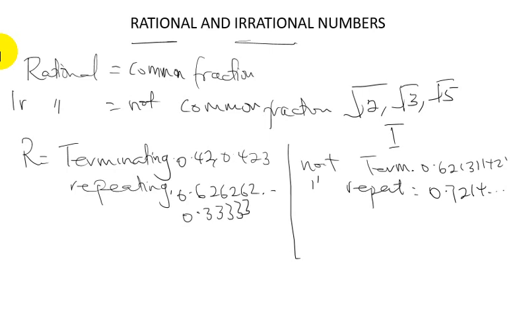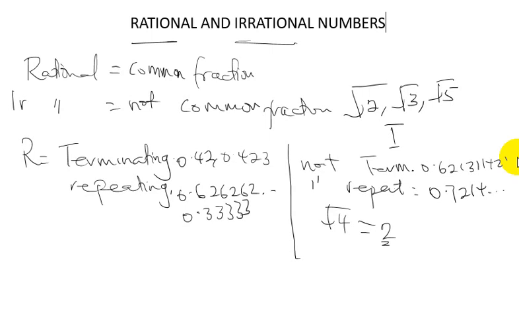Again, for irrational numbers, we can have square root of 4. I said here that irrational numbers are numbers that are written under the square root. But if I have square root of 4, it is not an irrational number. It's a rational number, because square root of 4 gives me 2. So it's a rational number.